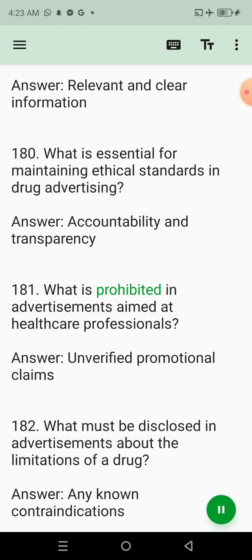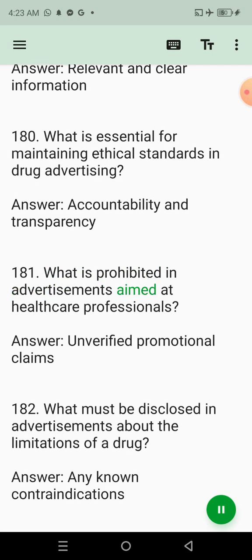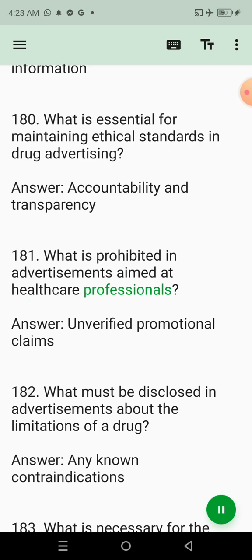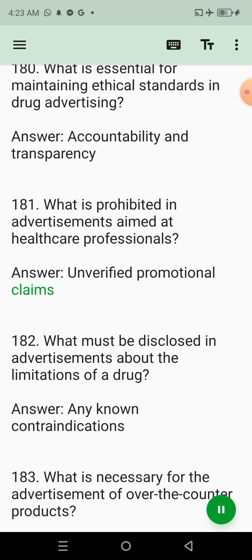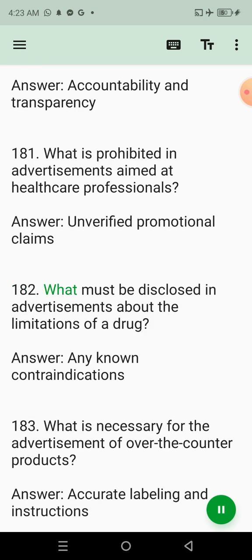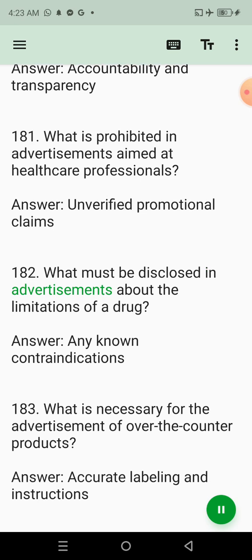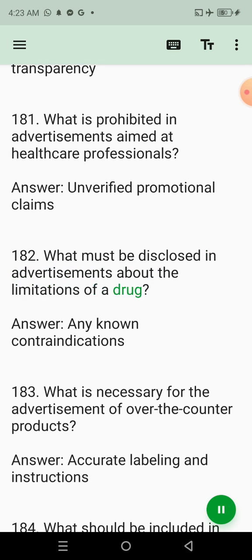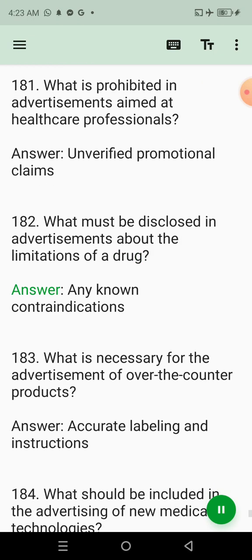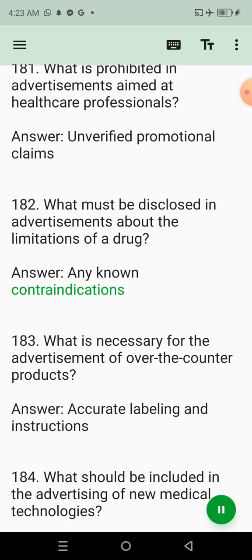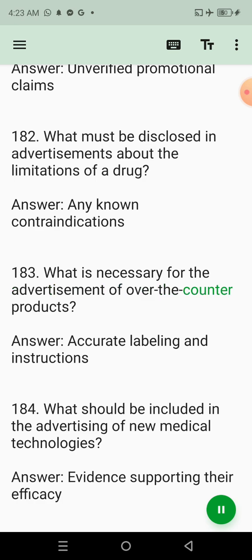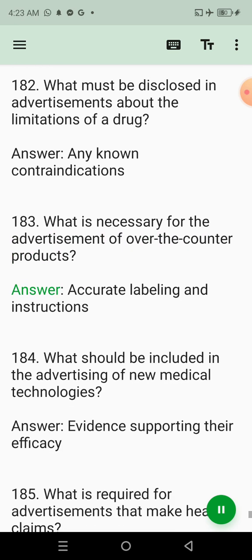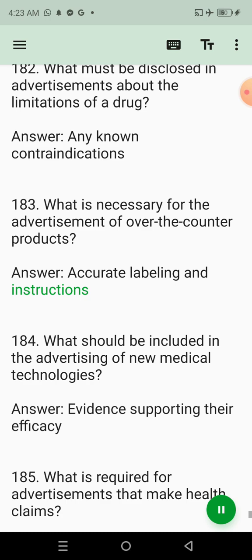181. What is prohibited in advertisements aimed at healthcare professionals? Answer: unverified promotional claims. 182. What must be disclosed in advertisements about the limitations of a drug? Answer: any known contraindications. 183. What is necessary for the advertisement of over-the-counter products? Answer: accurate labeling and instructions.